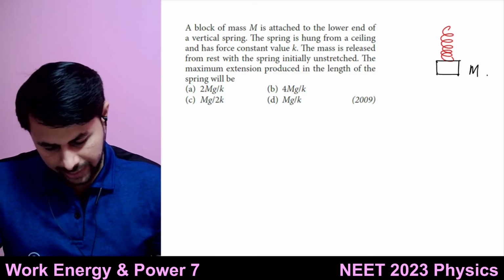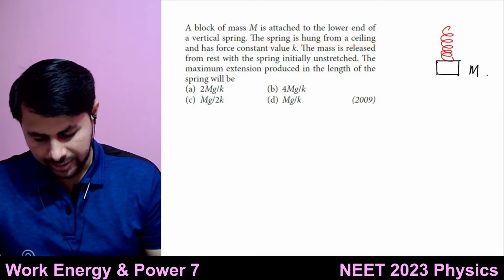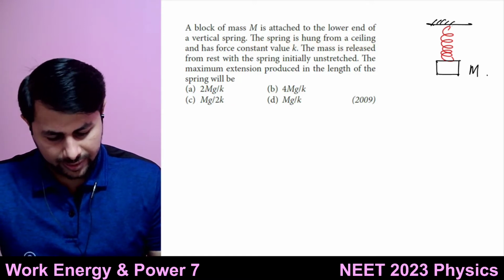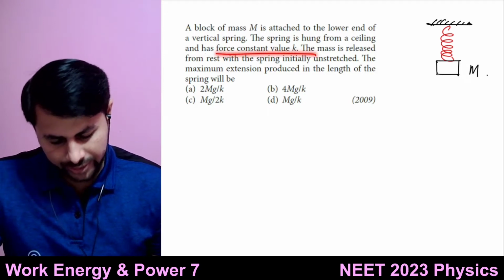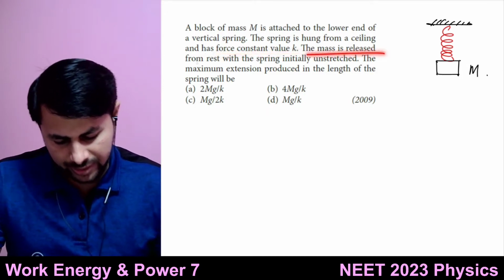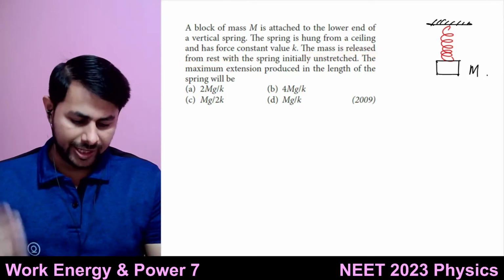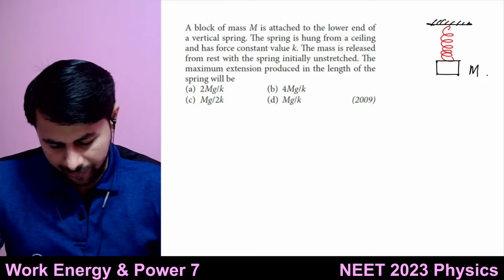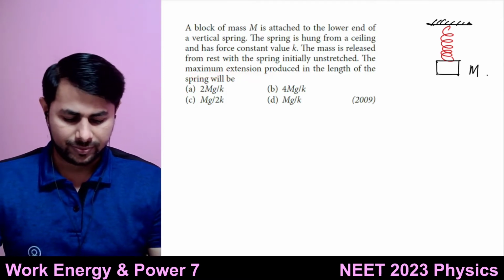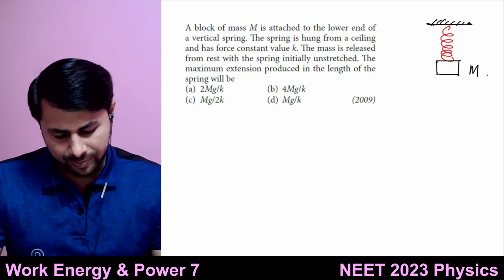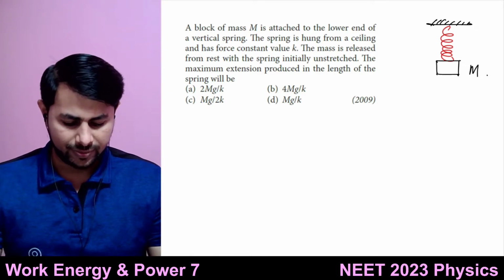Okay, and then the spring is hung from a ceiling, and it has force constant value k. The mass is released from rest with the spring initially unstretched. The maximum extension produced in the length of the spring will be, what will be the maximum extension produced in the length of the spring?